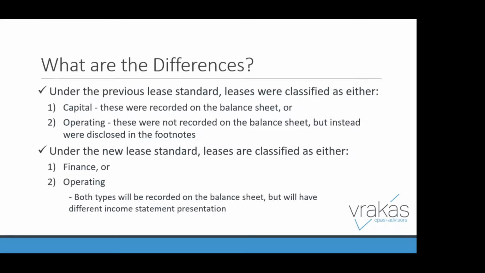So what is the difference? Under the previous lease standard, there were two classifications of leases, and those were capital and operating. And those capital leases were recorded on the balance sheet. So let's say you were leasing copiers. You would record the copiers as a fixed asset, and you would record a liability for those lease payments. If it was an operating lease, it was not recorded on the balance sheet, and you just had footnote disclosures.